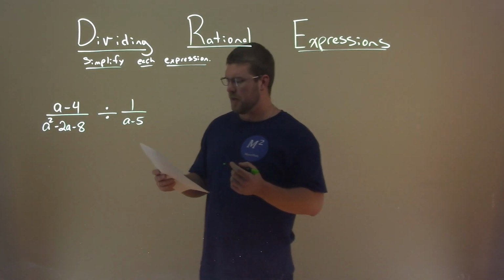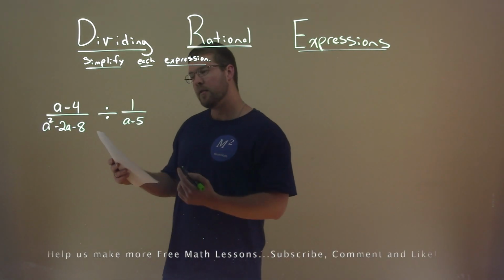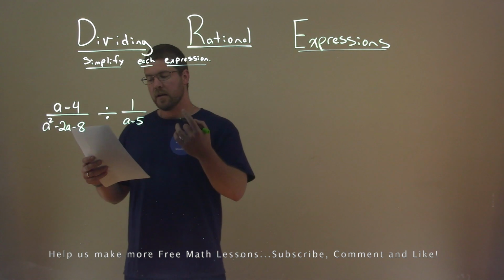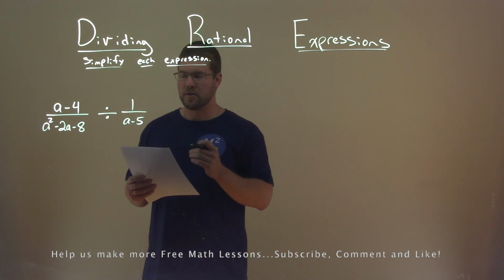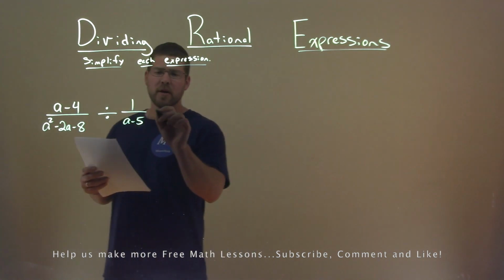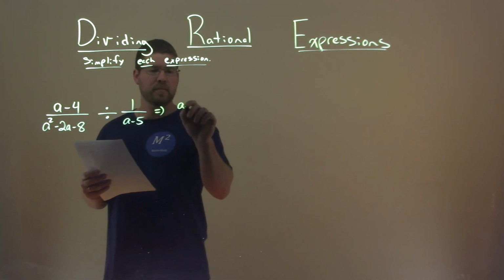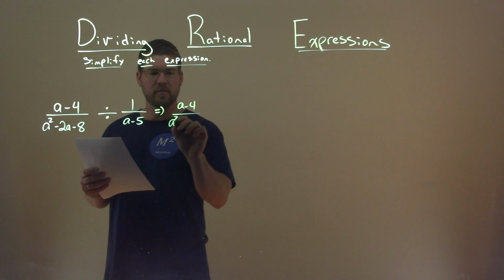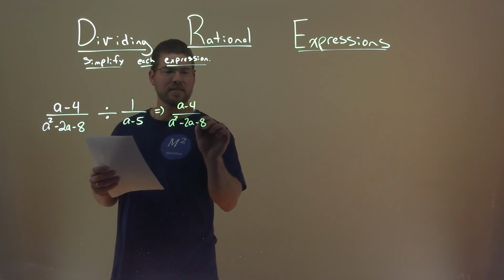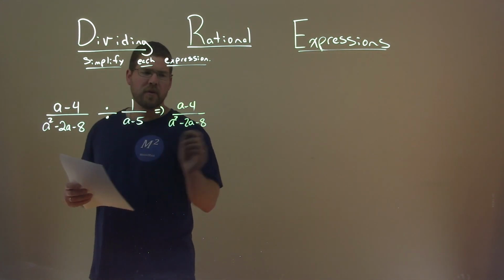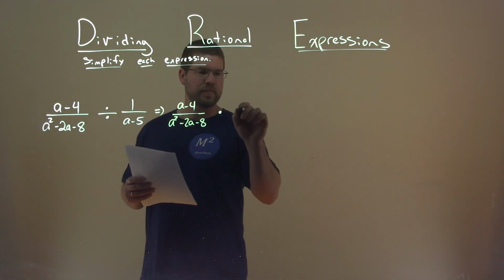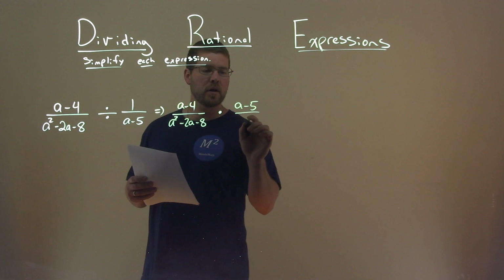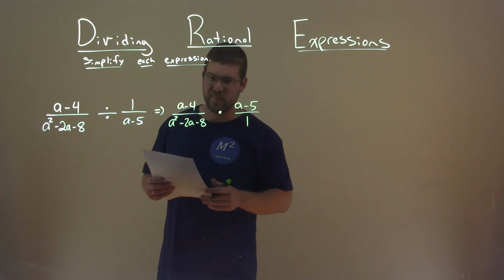We're given this problem right here. A minus 4 divided by a squared minus 2a minus 8, divided by 1 over a minus 5. And we want to simplify this expression. Well, I'm going to rewrite this as a multiplication problem. A minus 4 divided by a squared minus 2a minus 8 stays the same. But instead of dividing, I'm going to multiply, and we flip the second fraction. A minus 5 is now in the numerator, and then the denominator is 1.